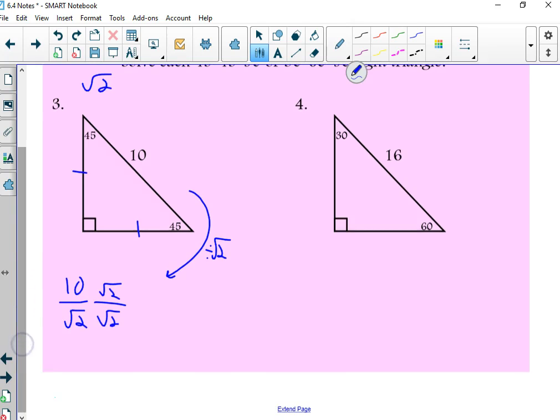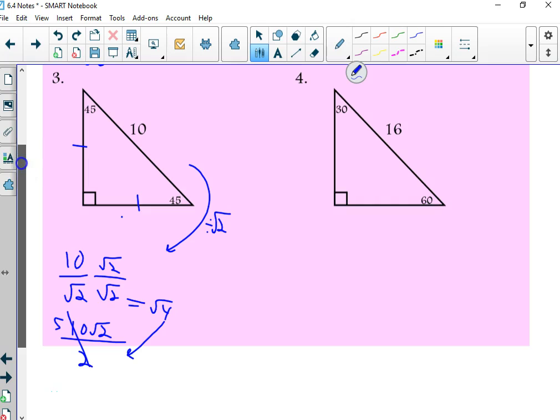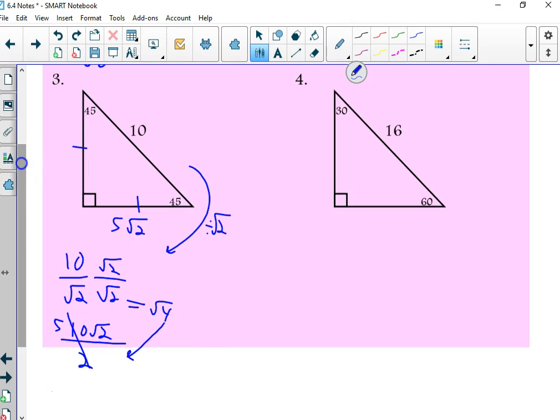So what do we get on the top? We just get 10 radical 2. And what do we get on the bottom? Just 2. You can remember this is radical 4. Square root of 4 is 2. Or radical times itself, the radical disappears. Whatever works for your brain. Then the 2 cancels the 10, and we're left with 5 radical 2. And remember, since it's isosceles, both legs are the same.